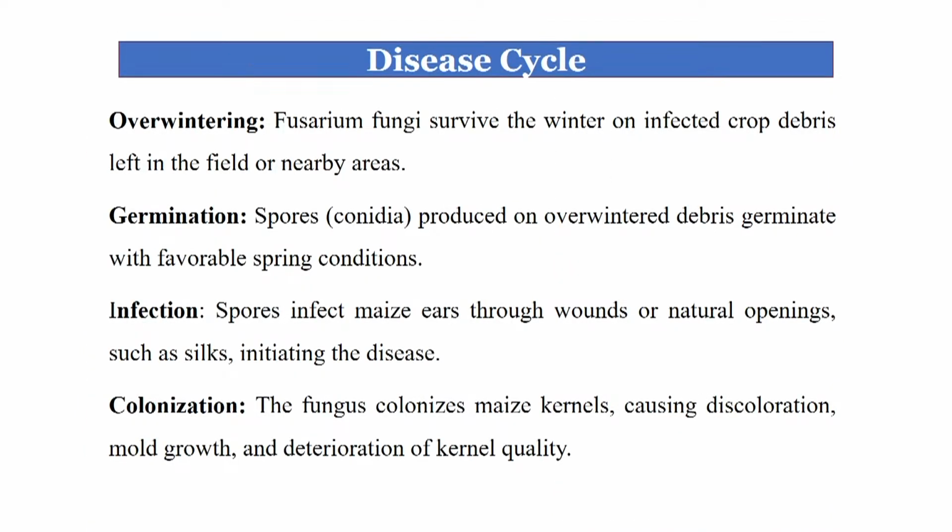The disease cycle: the pathogen, Fusarium fungi, survives throughout the winter and infects crop debris left over in the field and nearby areas. The conidia germinate under favorable conditions of moisture and temperature, and the spores infect the maize ears through wounds or natural openings, initiating the disease. The fungus colonizes the maize kernels, causing discoloration, as you have seen in the photographs.